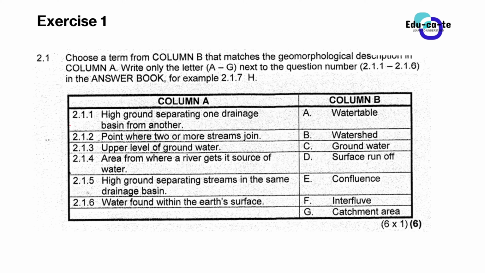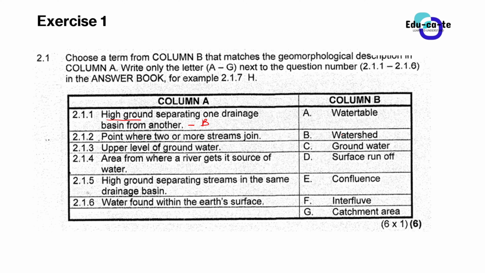So here I've got 2.1.1 asking us what is the name of the high ground that separates one drainage basin from another. Remember, we've got two types of higher grounds. We've got a higher ground that separates streams from each other, that is known as an interfluve. And then we've got a higher ground that separates two rivers from each other, that is known as a watershed. So for 2.1.1, our answer is watershed.